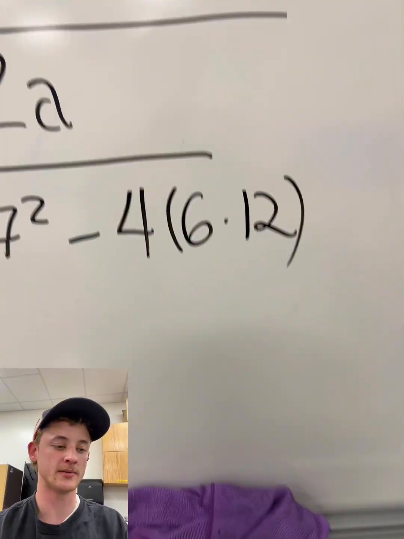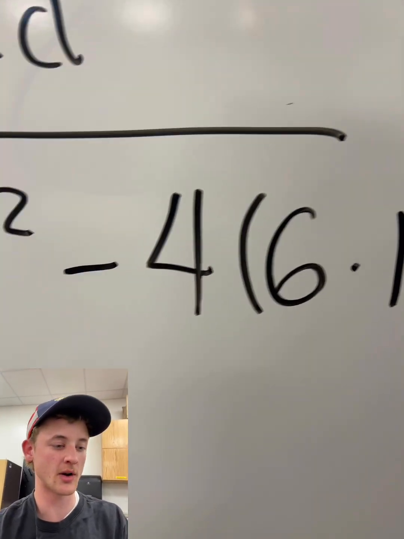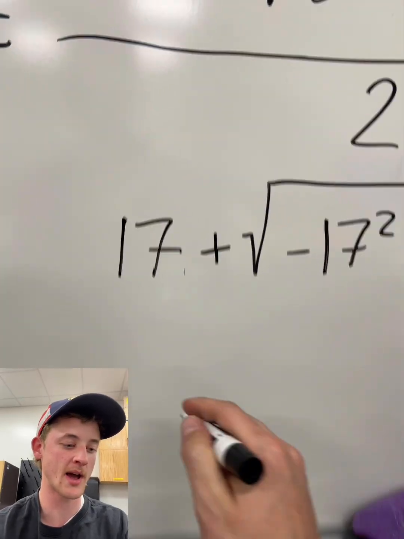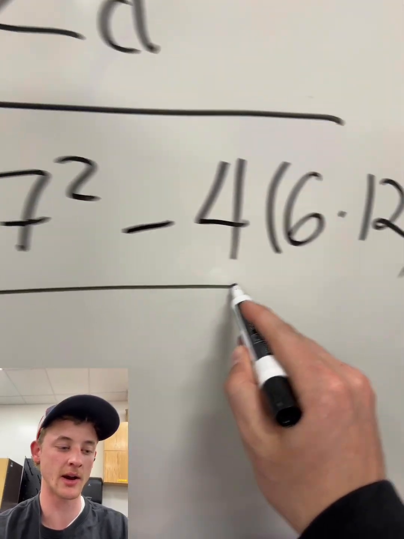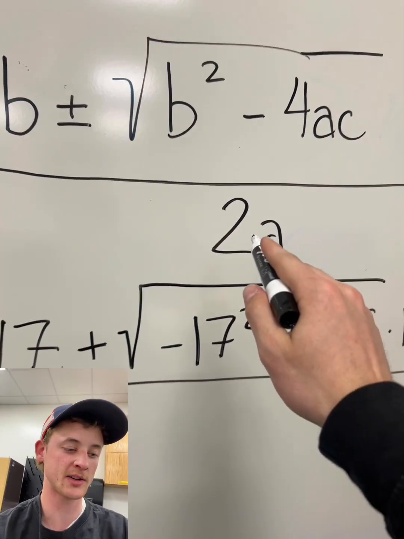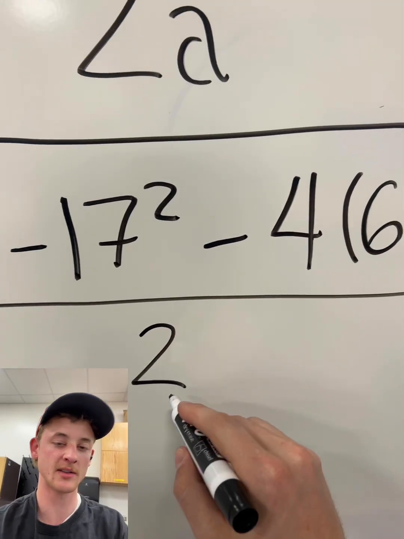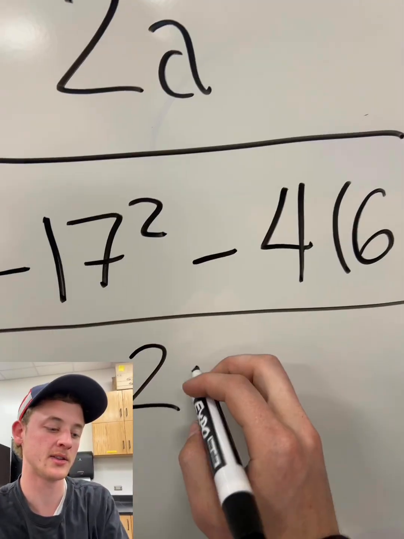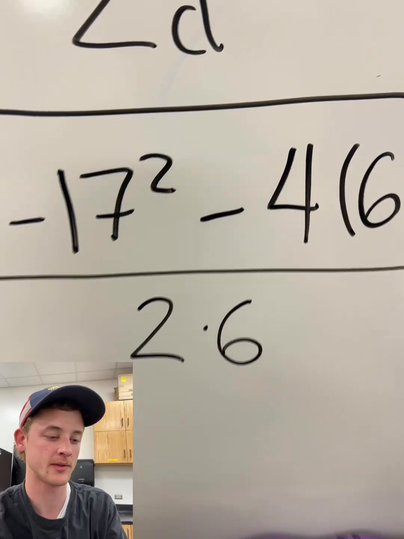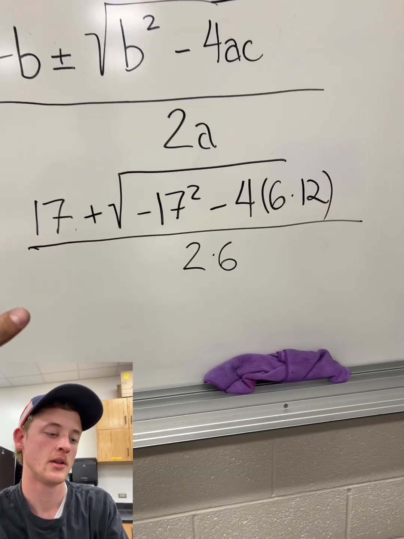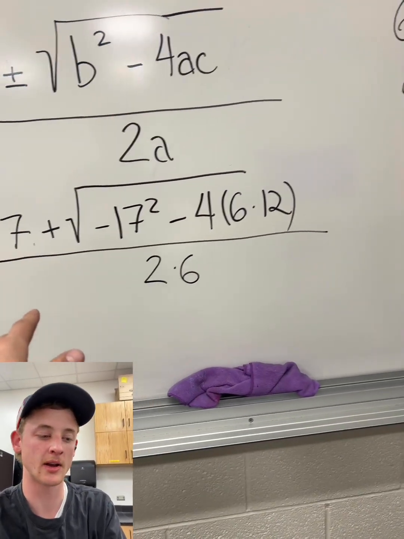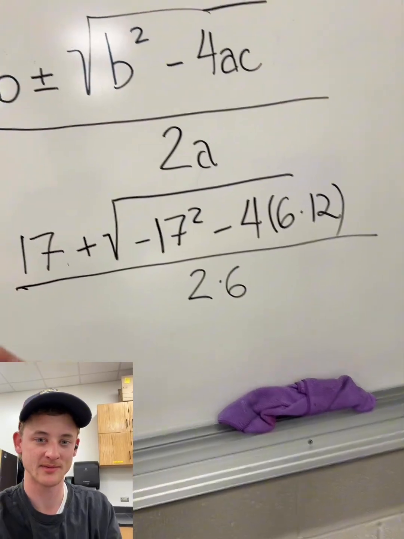So here we have it. Look here, this is what we have. Now we just need to draw a line here for the last part underneath, which is 2 times a. A is 6. So 2 times 6, 12. Alrighty. Now we just need to throw this in the calculator and it'll give us the magic answer.